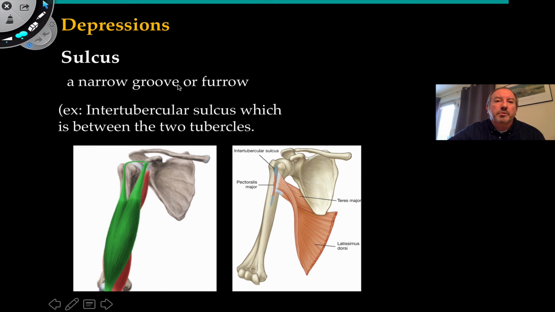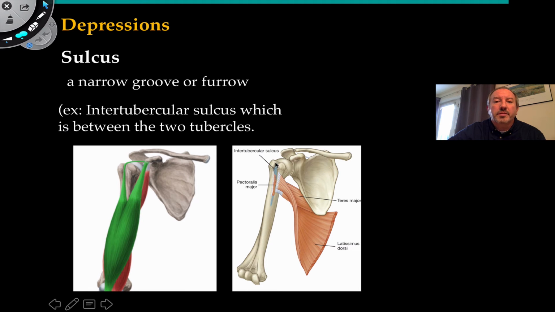It's a narrow groove or a fissure. So the intertubercular sulcus is found right in here. This sulcus is this groove in between these two tubercles, right in here on the proximal end of the humerus.